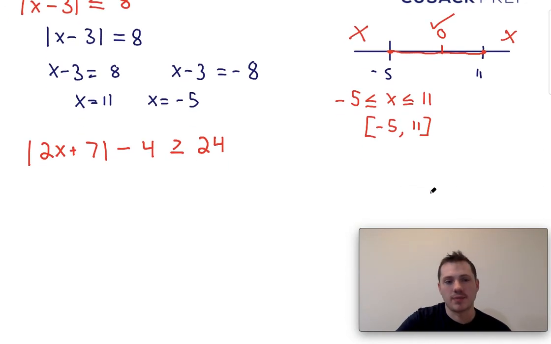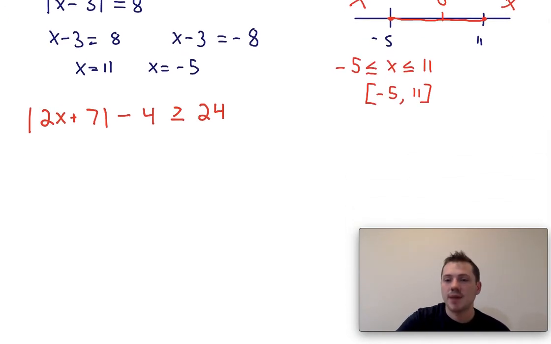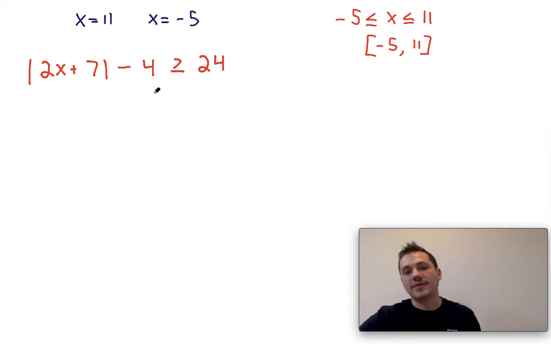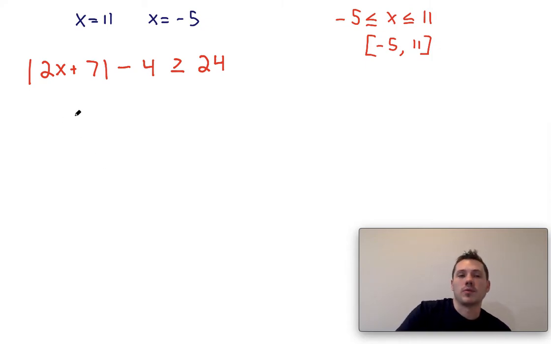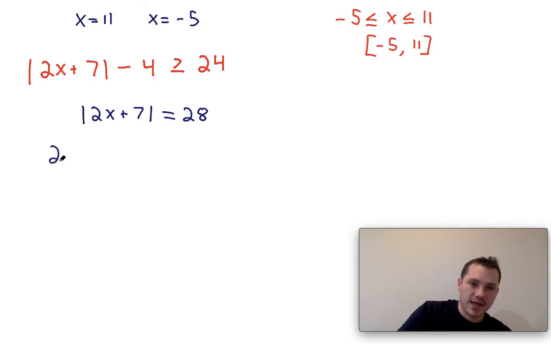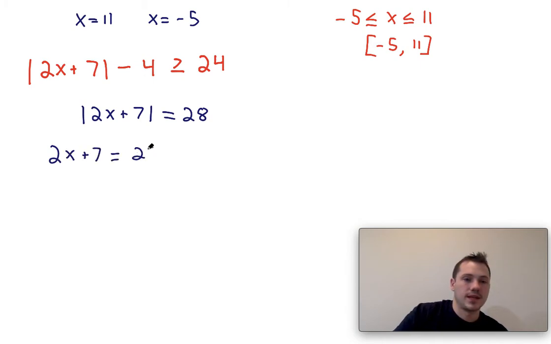So let's take a look at another problem that's similar to this. In this problem, we have a little bit more going on. So we just have to remember that anytime we have an absolute value equation or inequality, we have to bring everything to one side before we can do anything with it. So the first thing I do is I add 4 to both sides. And just like last time, I'm going to start by treating this as an equation. So we end up with the absolute value of 2x plus 7 is equal to 28. To get rid of the absolute value sign, we set it equal to positive 28, and we also set it equal to negative 28.